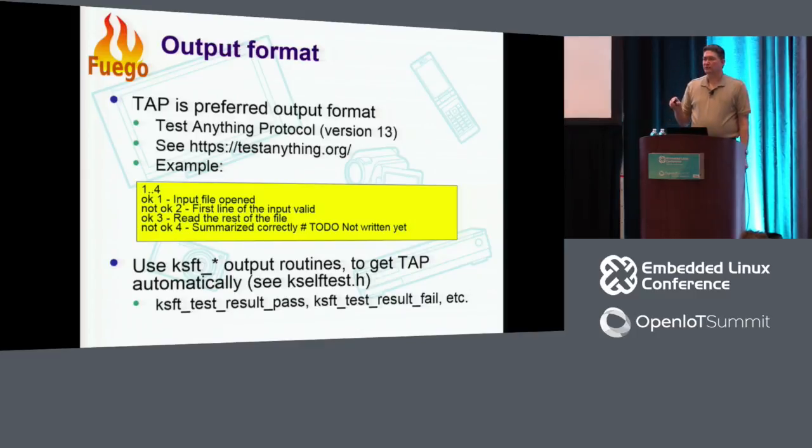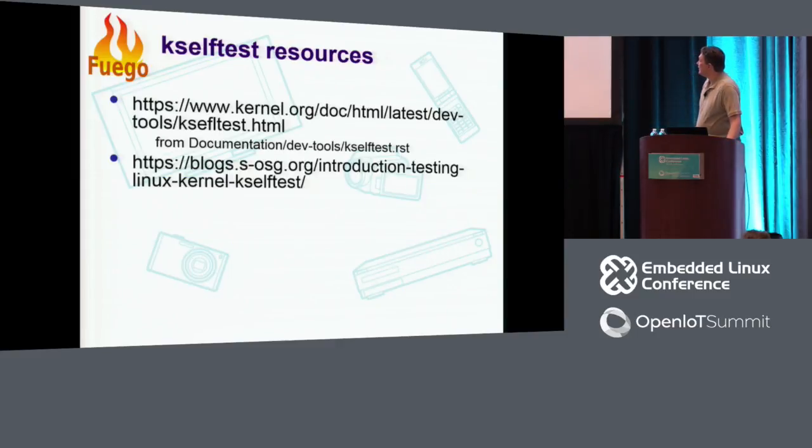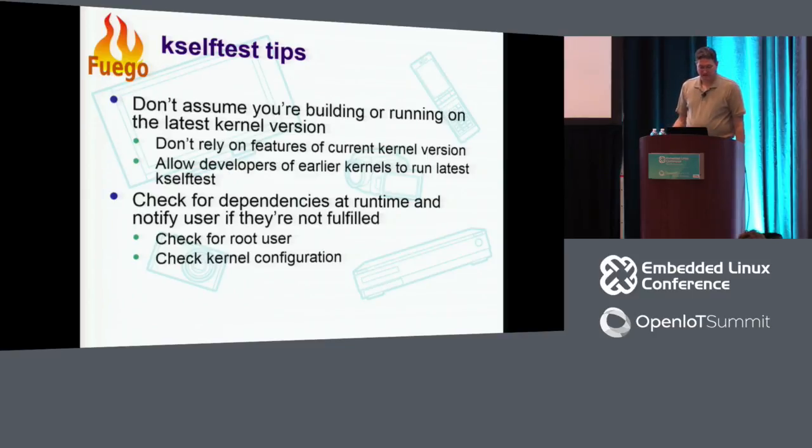So there are some helper APIs in kselftest for tests to produce this output rather than their own ad hoc output. And people in the kernel are starting to migrate to this format. If you use KSFT test result pass, it'll output your message in TAP format, which is good. That's a good start in the right direction. And then here's some resources if you want to get started with kselftest.